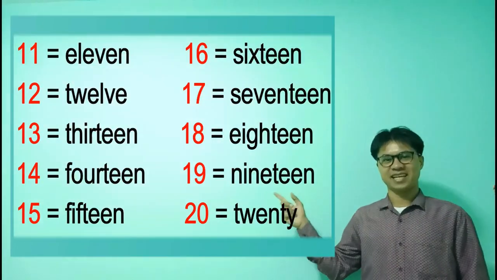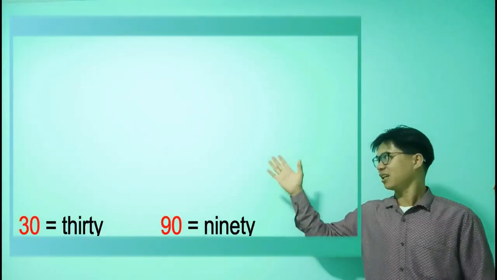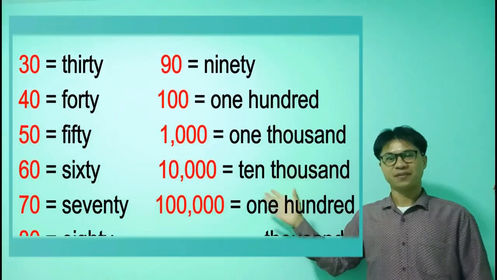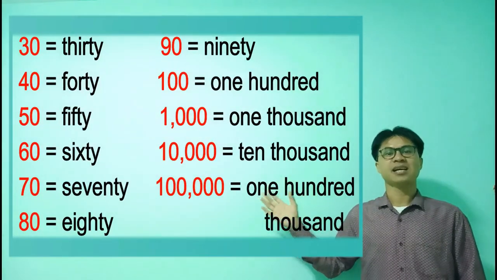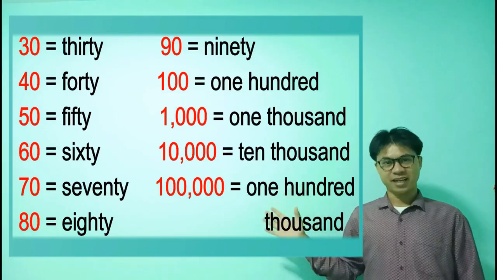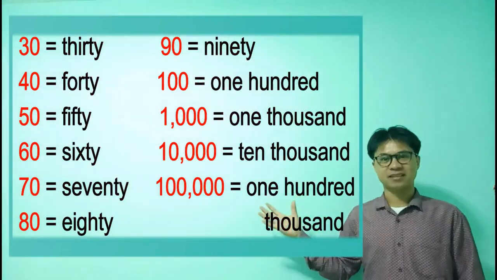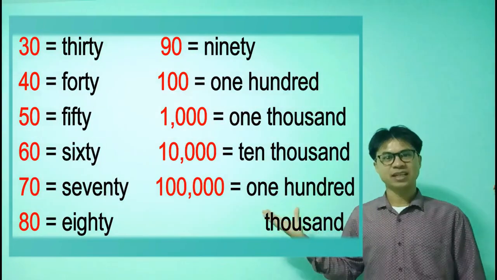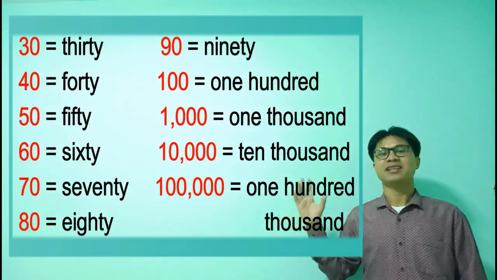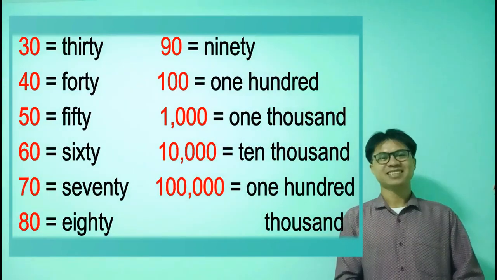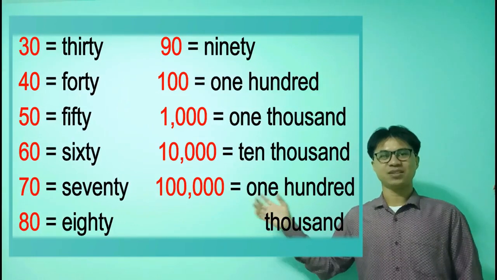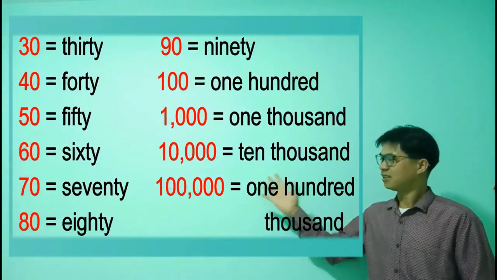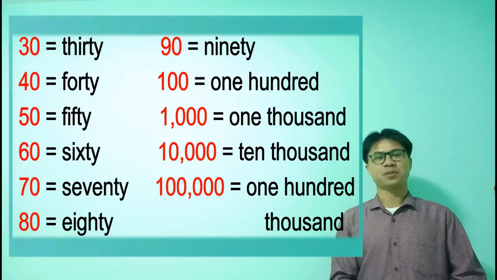So these are the examples of writing numbers from 1 up to 20. And the rest are as follows: 30, 40, 50, 60, 70, 80, 90, 100, 1,000, 10,000, 100,000. Okay, so these are the numbers written in words. Take note here of the spelling of the words, very important.